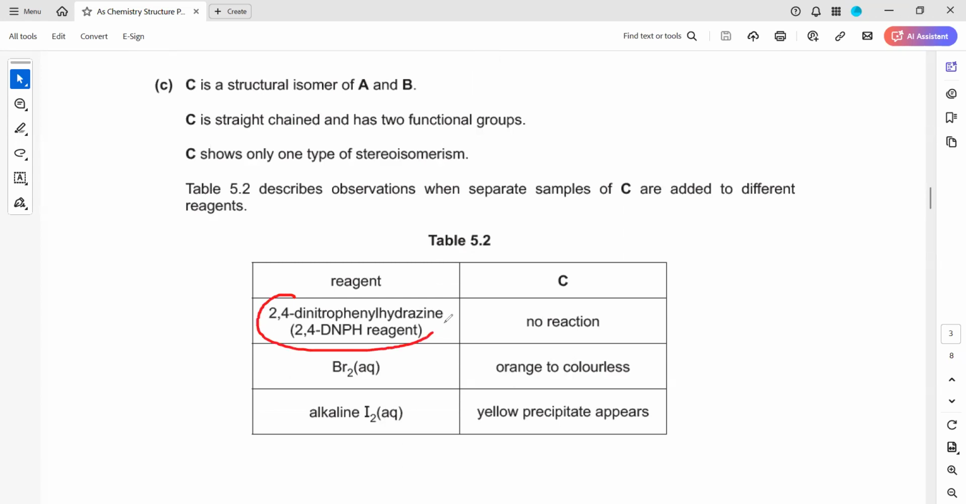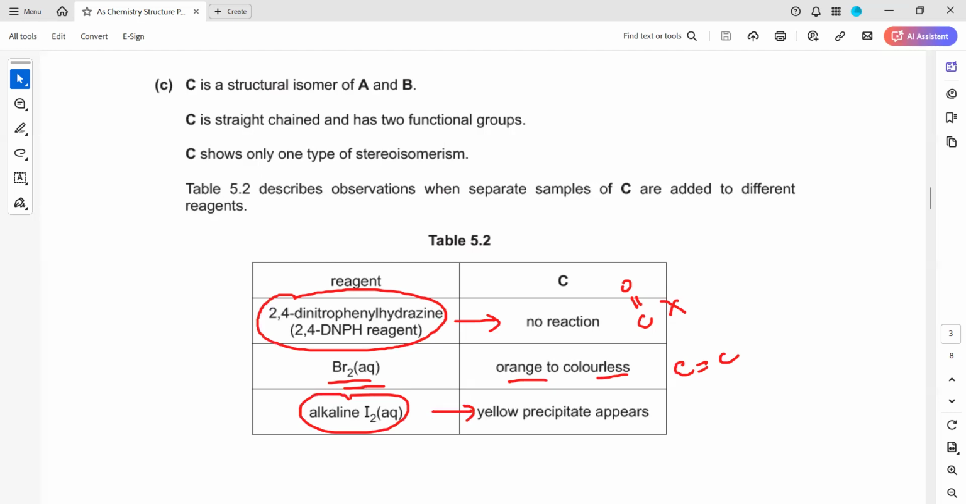So with 2,4-dinitrophenylhydrazine, there is no reaction. If it does not react with 2,4-dinitrophenylhydrazine, what does this give an indication of? It gives an indication that this is not a carbonyl group, neither an aldehyde nor a ketone. With aqueous bromine, it changes from orange to colorless. So this gives an indication that there is a double bond present in this compound. And when alkaline iodine is added, it gives a yellow precipitate.